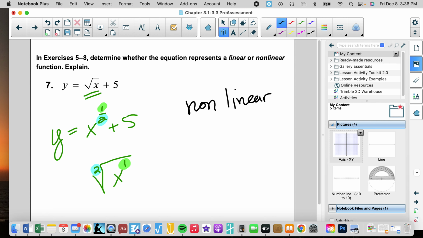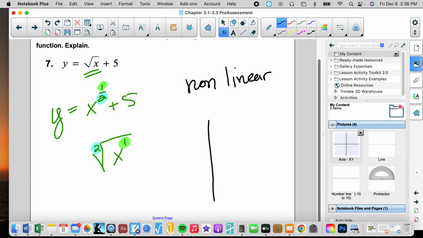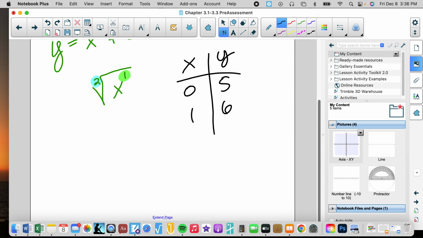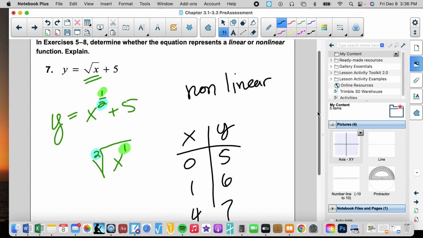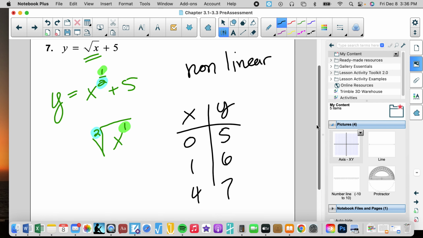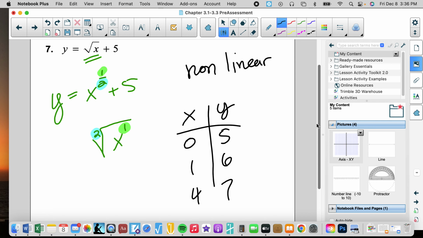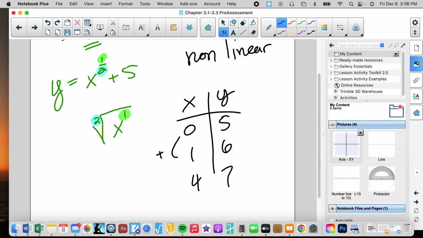If we plugged in a bunch of points, let's plug in some points. We haven't done that before. If we plug in 0, you get 5. We plug in 1, you get 6. And now we need to plug in another one. Let's do 4. If we plug in 4, we get 7. So an input of 0 produces 5 as an output. Input of 1 produces 6. Input of 4 produces 7. So let's look at the change. That's plus 1. This is plus 3. That is plus 1. And this is plus 1.